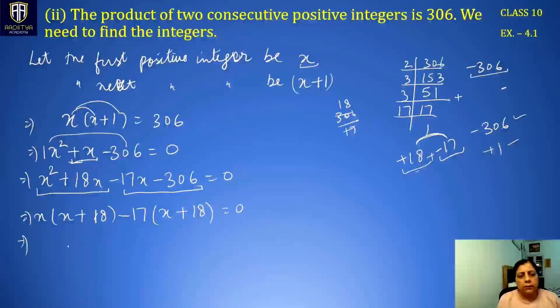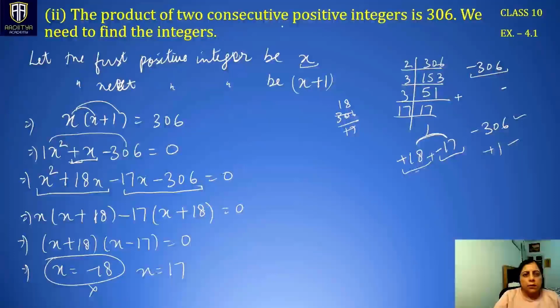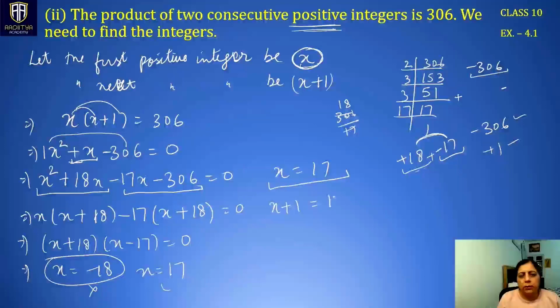So now in this expression, x plus 18 is common to both the terms. And then we are left with x minus 17 is equal to 0. Equating both of these brackets to 0, we get x is minus 18 or x is 17. This we have to eliminate. Why? See here, the numbers are positive. We have taken the positive numbers. So x is equal to 17 is the first number. We have taken the first number to be x. So the first number is 17 and the next consecutive number has to be 17 plus 1, 18.